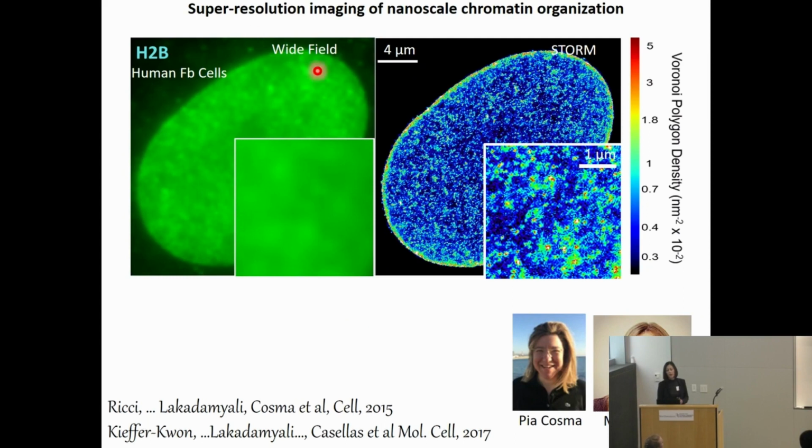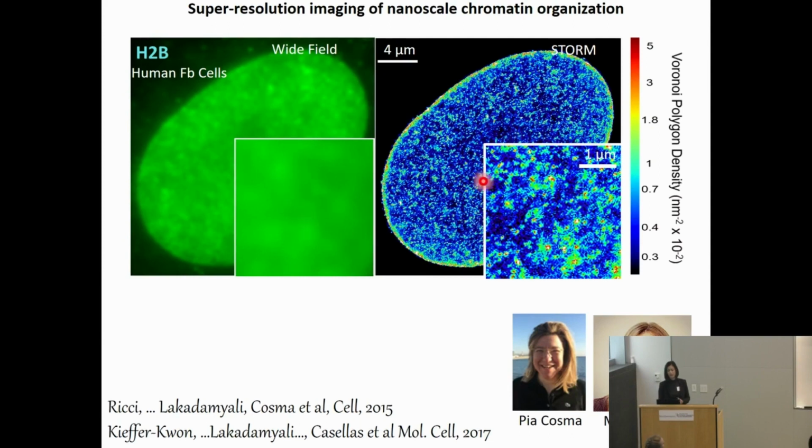So what I'm showing you here is again a wide field conventional fluorescence image of H2B. This is one of the core histone proteins that forms the nucleosome, that beads-on-a-string-like structure that you saw in the textbook model. And this is a human fibroblast cell nucleus.